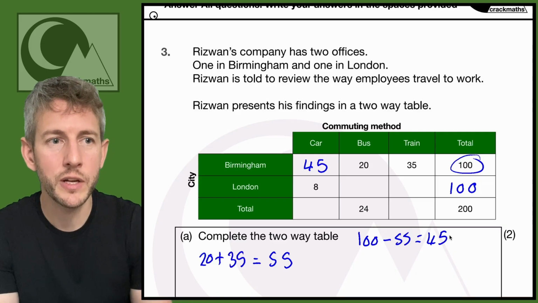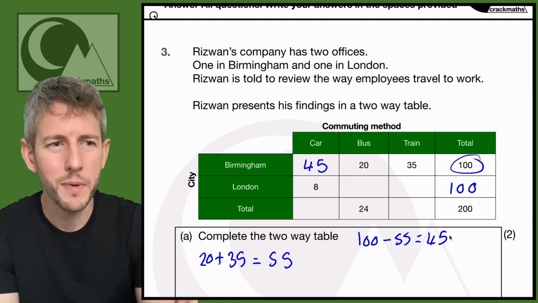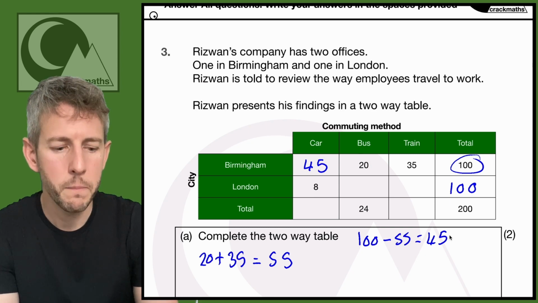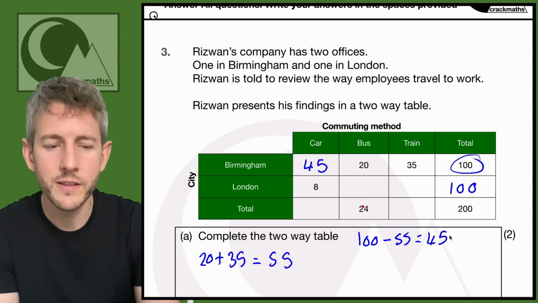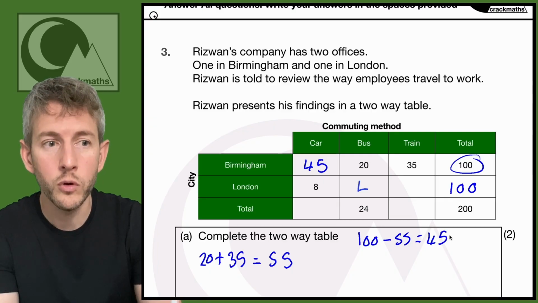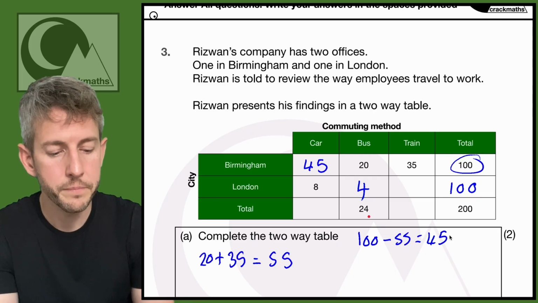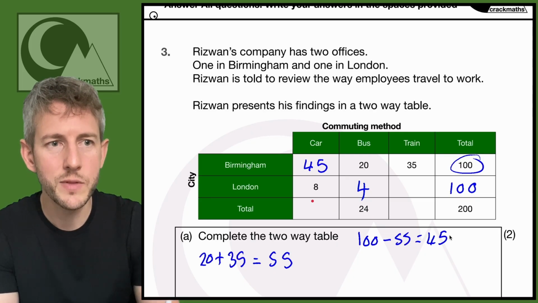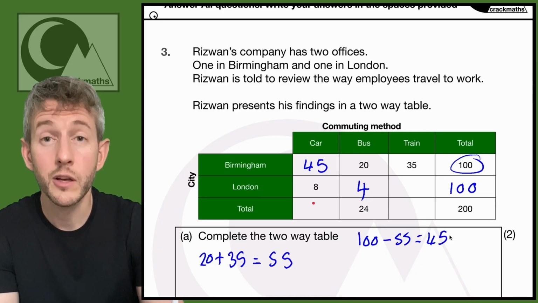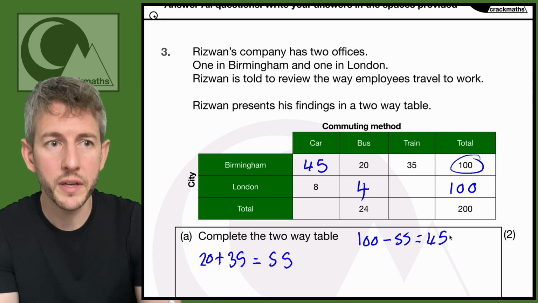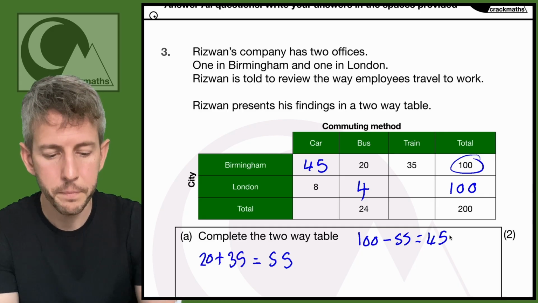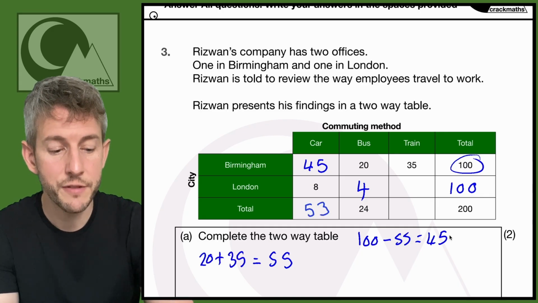Right, now let's have a look at this bus column. So the bus column is actually quite straightforward. We know that this 20, that 20 plus something here is going to equal 24. Okay, so I know that 20 add 4 equals 24, so I'm going to put a 4 there. And now I'm going to do this column as well, because it's only 2 things. So I know that the people that travelled by car, there was 45 and there was 8. So 45 add 8 is 53. So I know that altogether there was 53 people there.